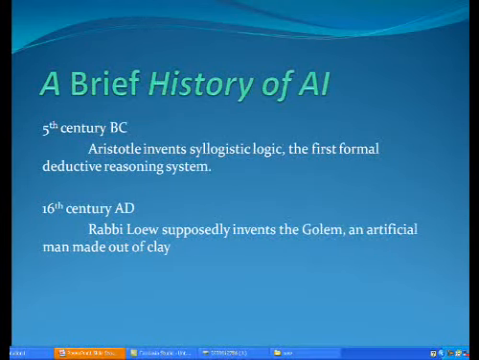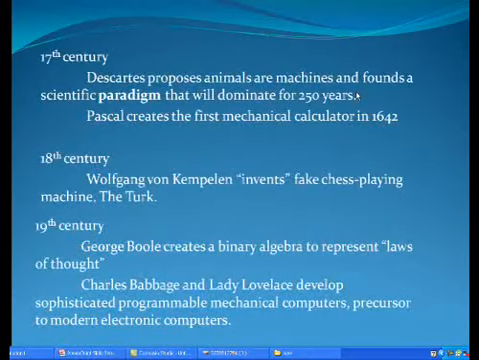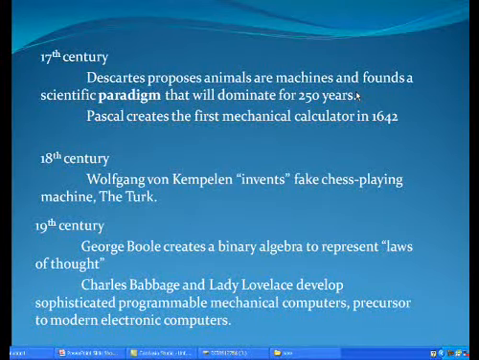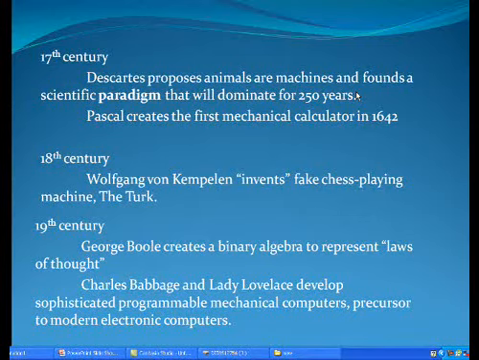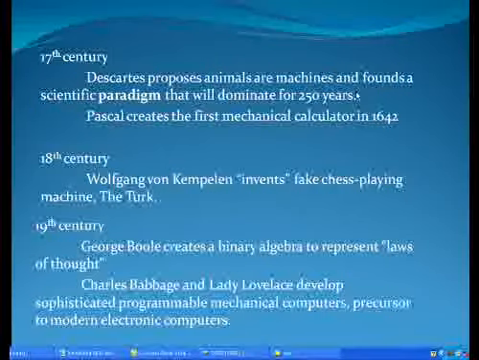A brief history of AI. 5th century BC: Aristotle invents syllogistic logic, the first formal deductive reasoning system. 16th century AD: Rabelais supposedly invents the golem, an artificial man made out of clay. 17th century: Descartes proposed animals are machines and founds a scientific paradigm that will dominate for 250 years.